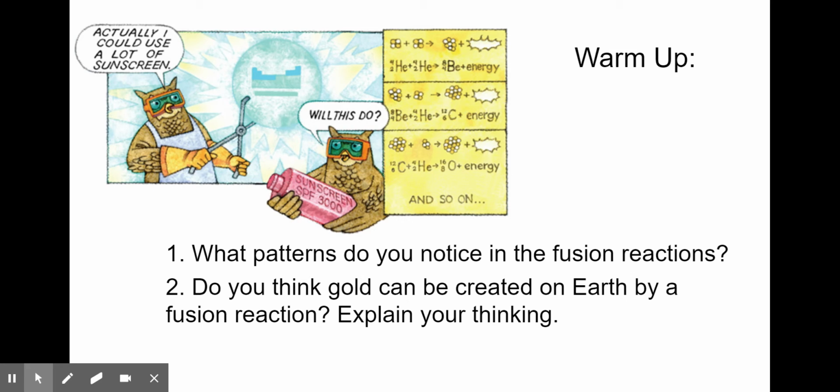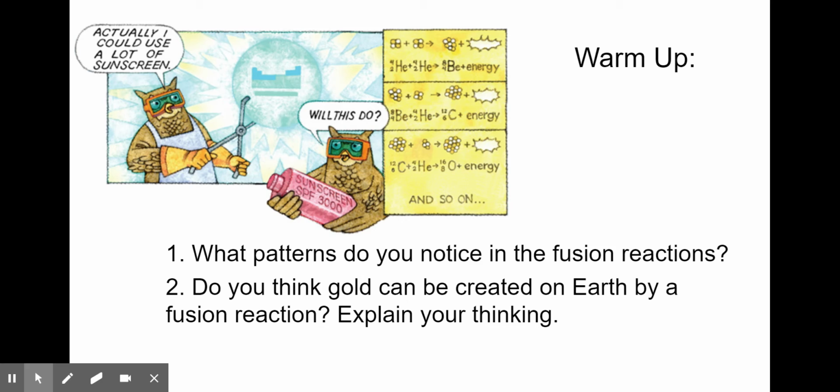The one says, I could actually use a lot of sunscreen. The other one says, will this do? Okay. So you see three reactions up there, and these are actually fusion reactions, okay? And you learned in the last lesson, fusion, we take two nuclei and combine them together. So you see two helium nuclei, and they are forming a beryllium nuclei with a mass of 8.